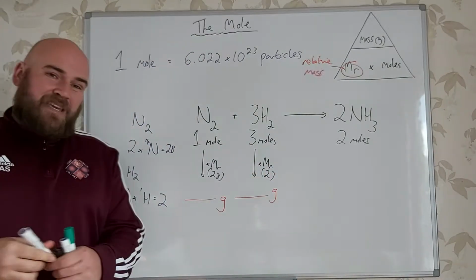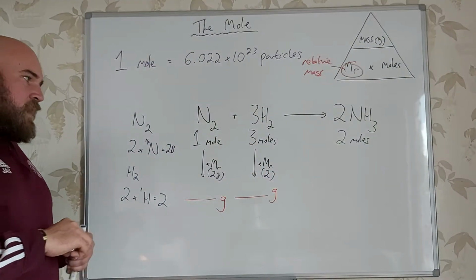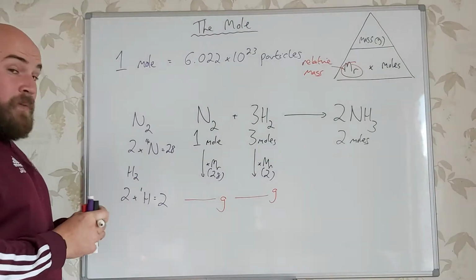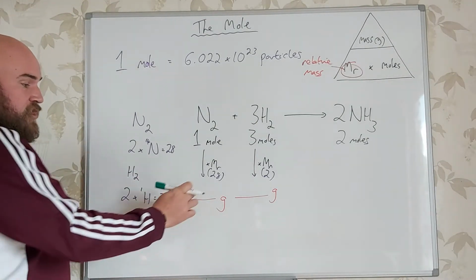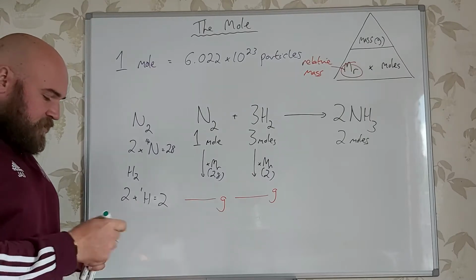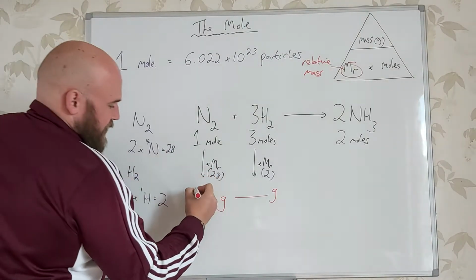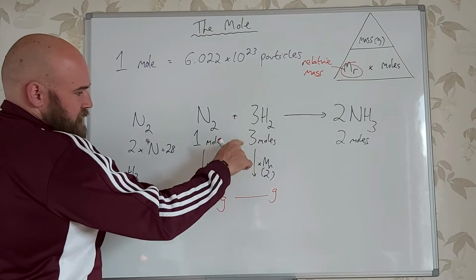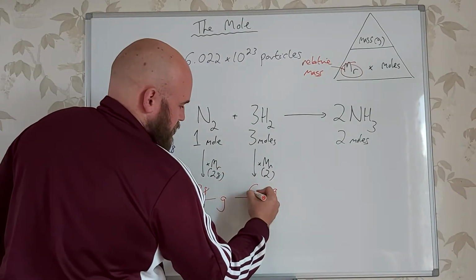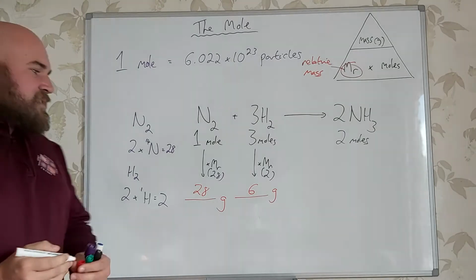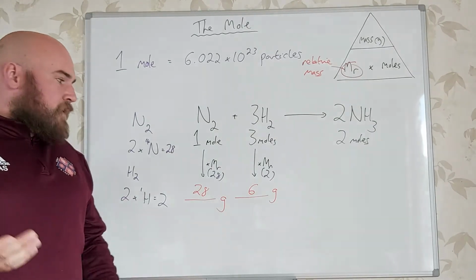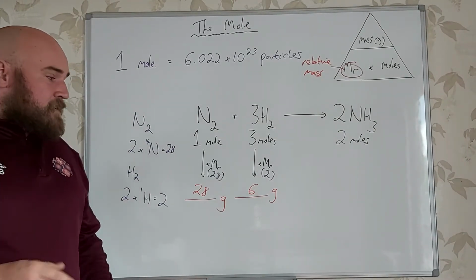So now I've calculated the MR, I will be able to work out, or my technician will be able to work out, how much of this particular substance she needs to weigh. So 1 times 28 is 28 grams, and 3 times 2 is 6 grams. And they're masses that she can actually weigh, all right? So she can actually go away and weigh these different masses.